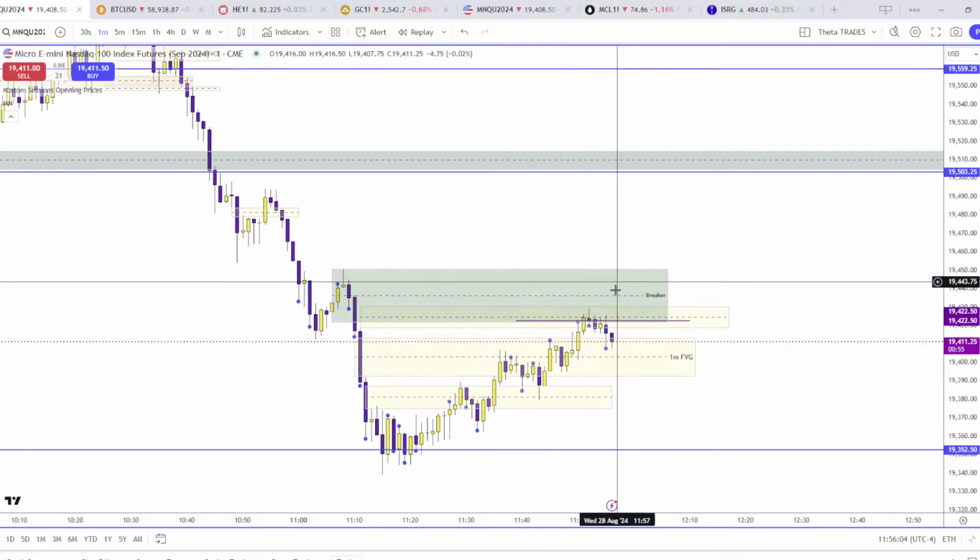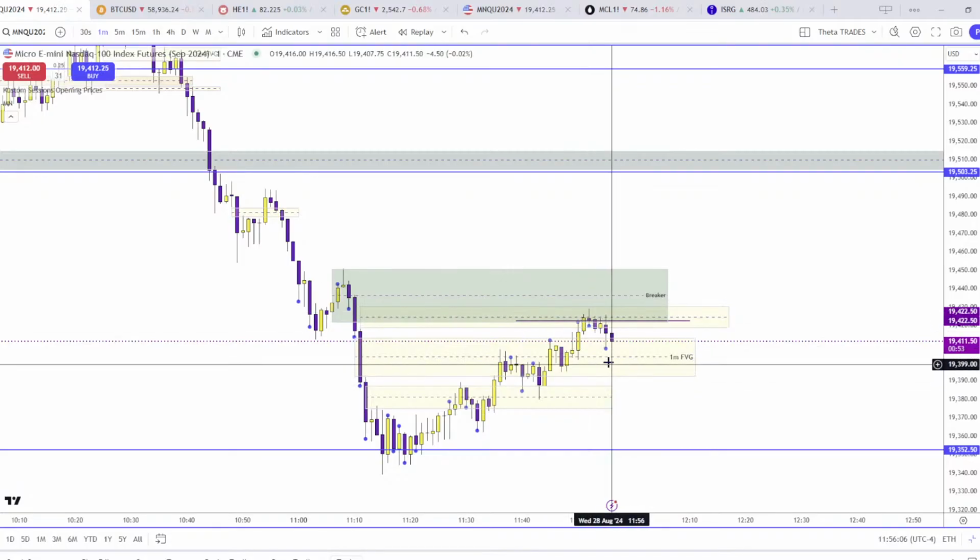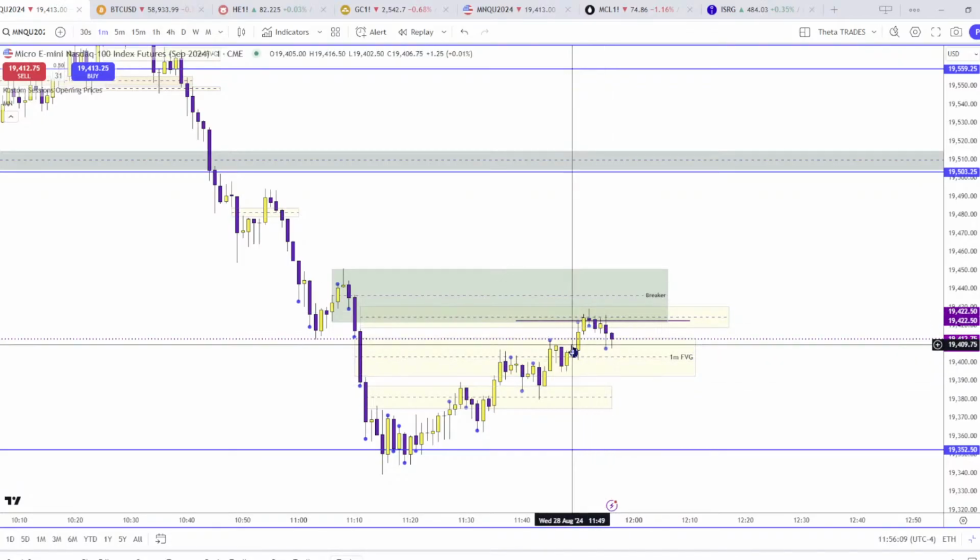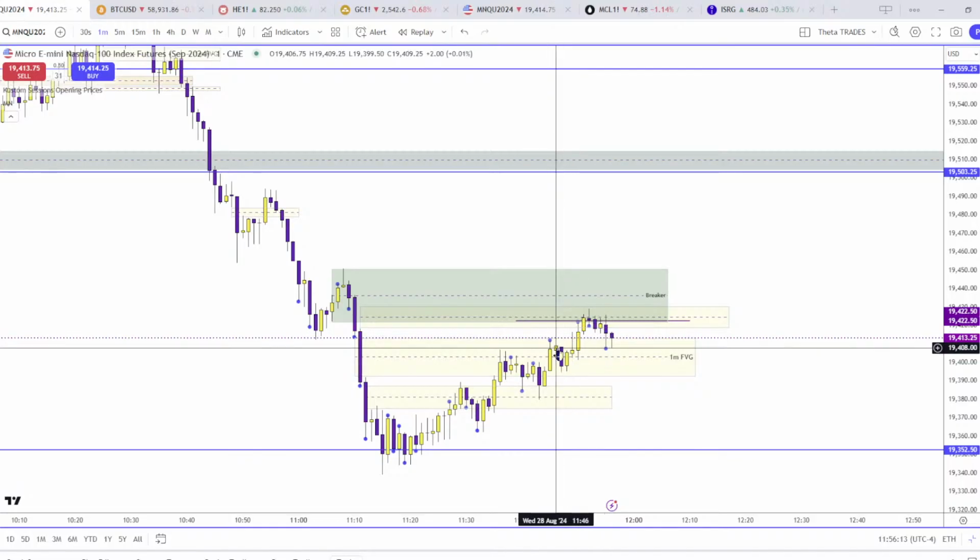And now you want to see it. I'd love to see it come ripping through here now. Come back down, so I don't feel so bad for putting my stop loss so close on the very spot I was looking for it to come to.